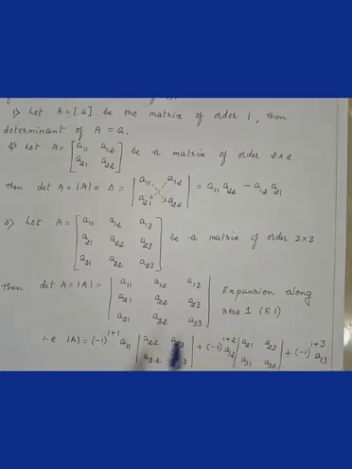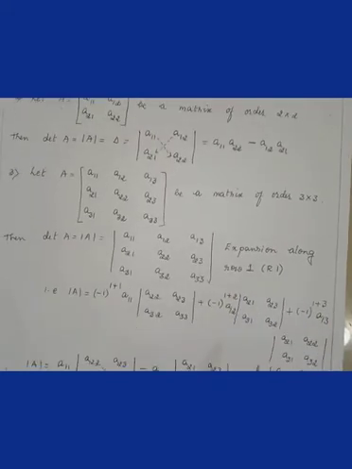Here I'll consider expansion along the first row, R1. Usually we expand the 3 by 3 matrix along the first row. If you want, you can expand using any other row or any other column. I'll go with expansion along the first row here.